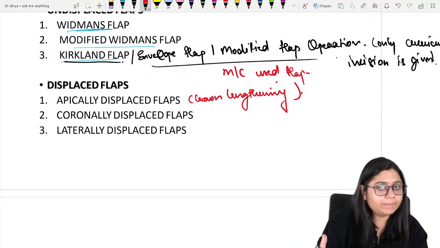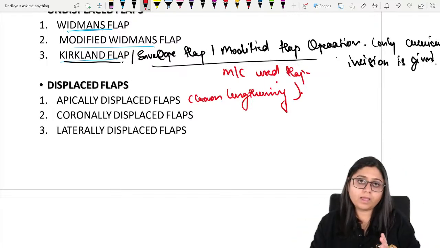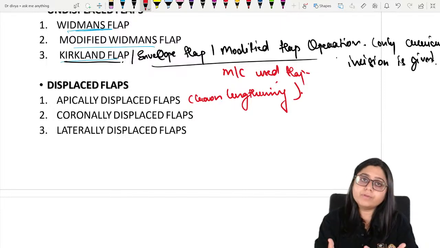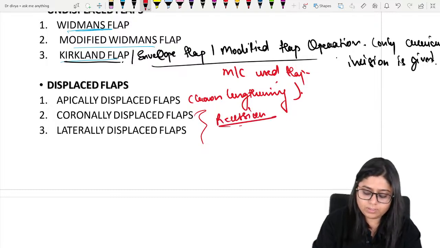Coronally and laterally displaced flaps, when will we use them? When we need to cover some area, when we need coverage in the gums for recession. So most commonly they are used in recession cases, for recession coverage.